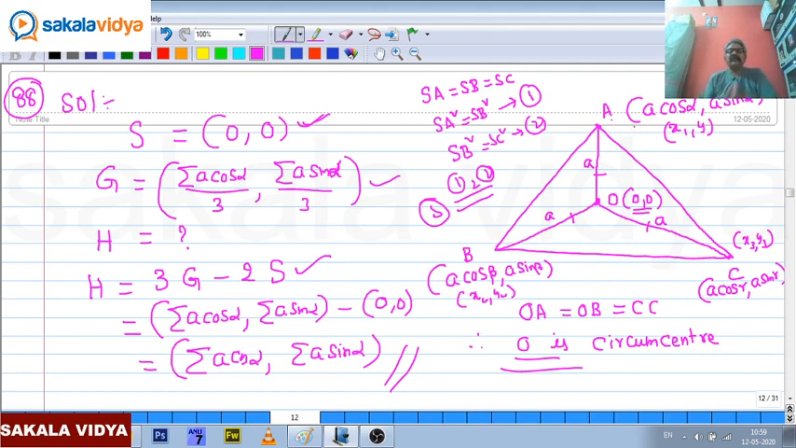Centroid. The centroid formula is x1 plus x2 plus x3 by 3, y1 plus y2 plus y3 by 3. That I have written as a cos alpha plus a cos beta plus a cos gamma by 3, sigma a cos alpha by 3. This is sigma a sin alpha by 3. H is equal to 3 centroid minus 2 circumcenter. 3 into this one, the 3 cancels. So we need to subtract the circumcenter, and we get this answer.